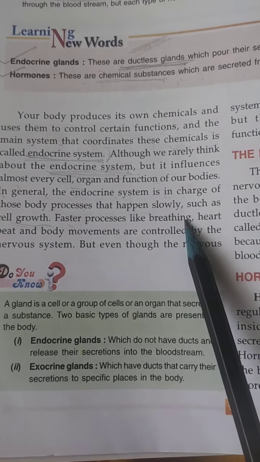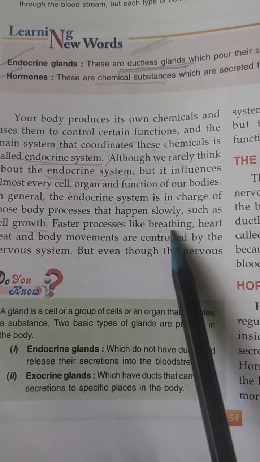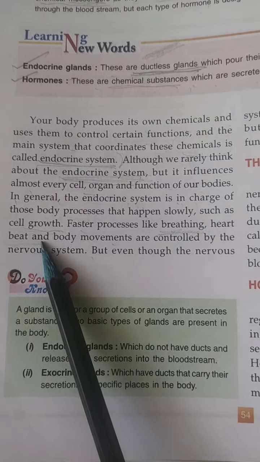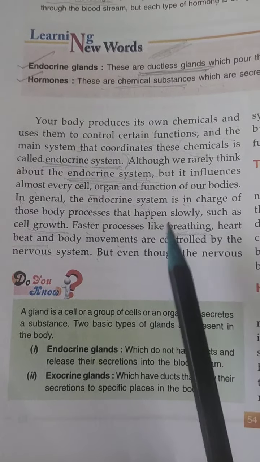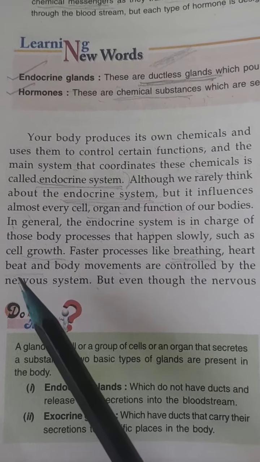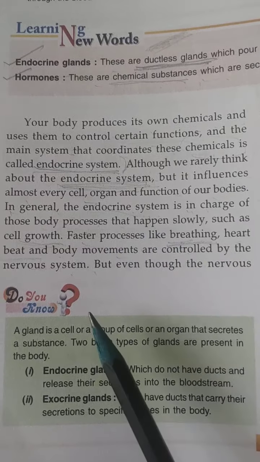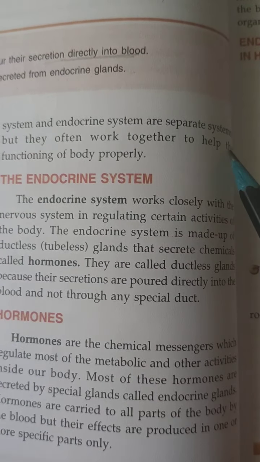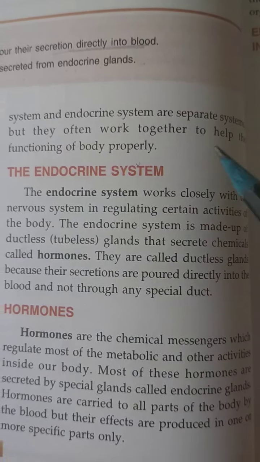Faster processes like breathing, heartbeat and body movements are controlled by the nervous system. We know breathing is also controlled by the nervous system, respiratory system, heartbeat by the circulatory system, and body movements. These all are faster processes, so they are controlled by different organs, different systems, but the slower ones are controlled by the endocrine system. But even though the nervous system and endocrine system are separate systems, they often work together to help the functioning of the body properly.